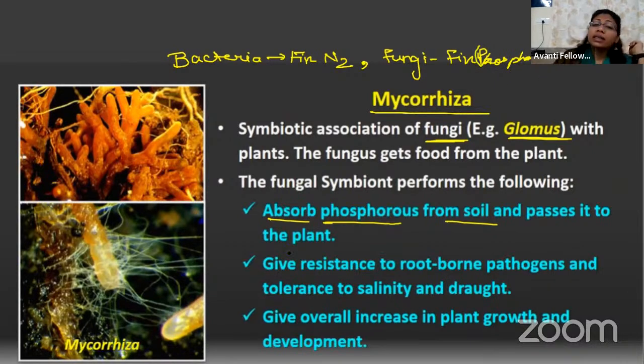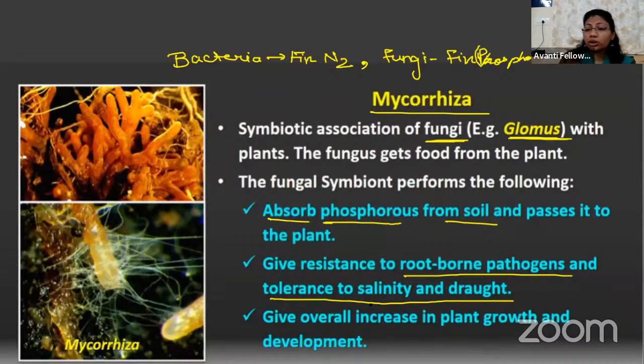Okay. Next, they give resistance to root-borne pathogen. As the fungi is already present there, they are not allowing any of the pathogen to start living there or start destroying the roots. They are also tolerant to salinity and drought. Drought is the condition where water scarcity is present, and salinity means the salt concentration is high. So in salinity, salt is high. In drought, the water level is low. So in both the conditions, these fungi are able to survive.